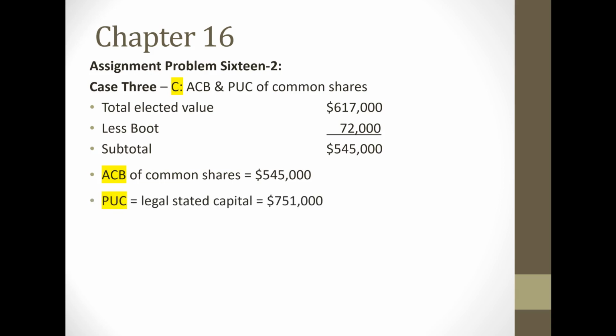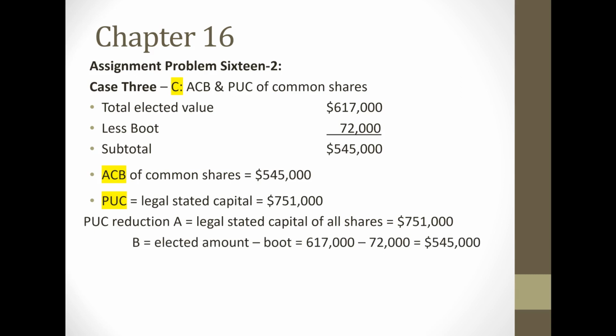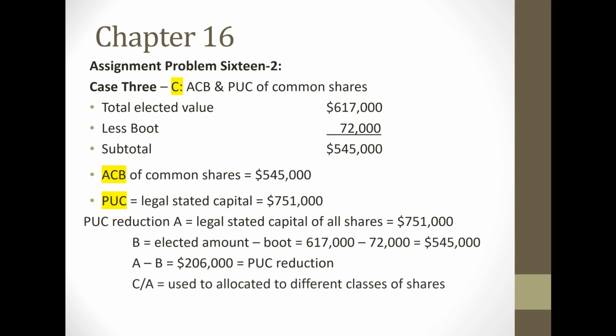Starting point for the PUC is the legal stated capital, which is the fair market value of the common shares, is 751,000. Now we have to figure out what's going to be the PUC reduction. Well, the A amount is the legal stated capital, 751,000. The B amount is the elected amount minus the boot, 545,000. So the PUC reduction then, the A minus B, needs to be 206,000. Now once again, we don't have to worry about the C over A because we only have one type of share in the transfer, which is common shares.